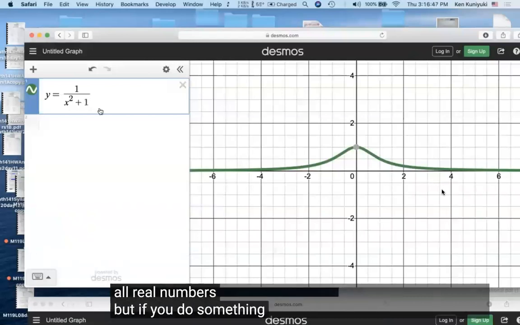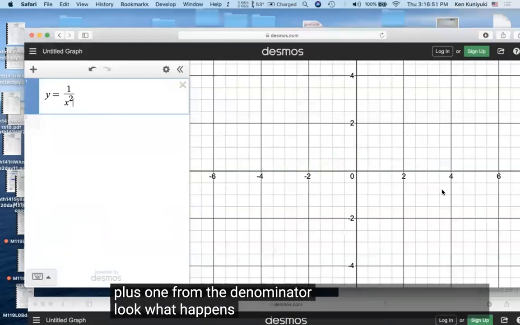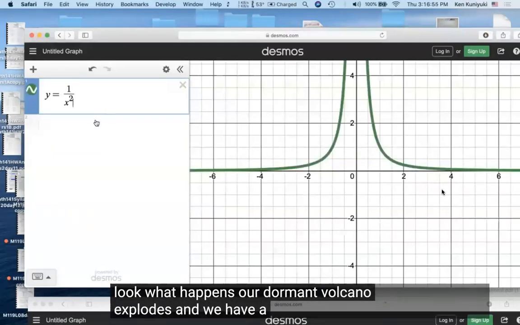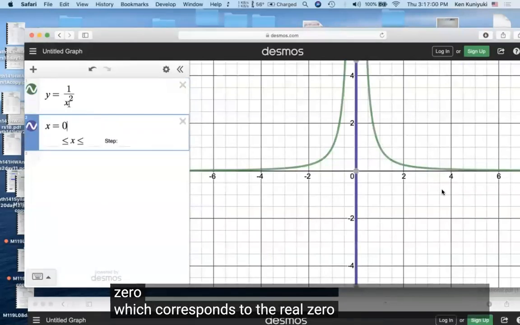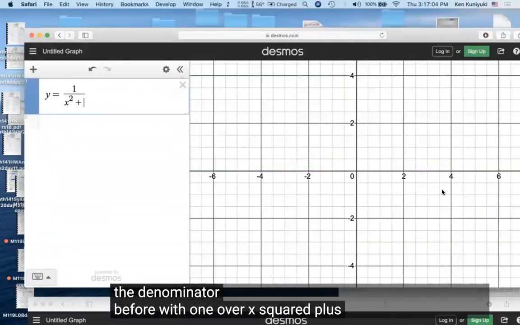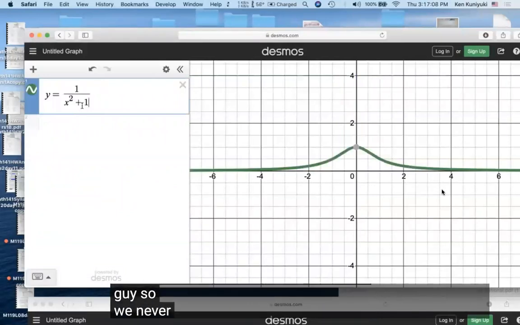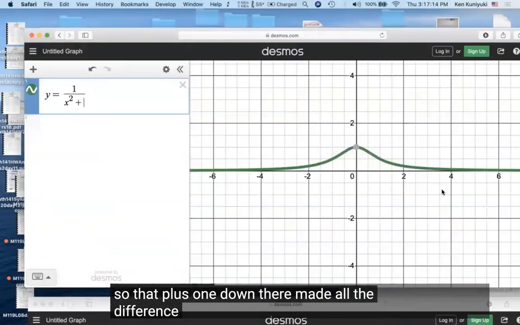But if you do something like remove the plus 1 from the denominator, look what happens. Our dormant volcano explodes, and we have a VA at x equals 0, which corresponds to the real 0 of the denominator. Before, with 1 over x squared plus 1, there were no real zeros for that bottom guy, so we never had a domain problem, and we had no VAs or holes. So that plus 1 down there made all the difference in the world.